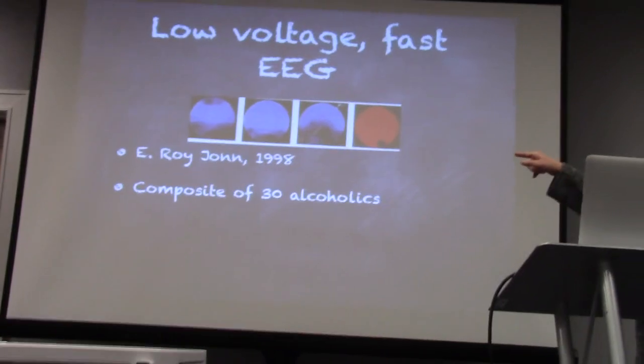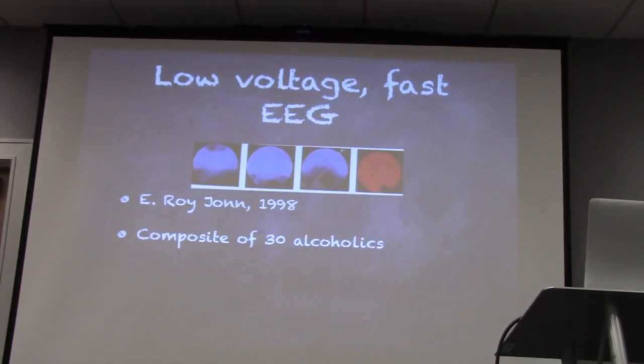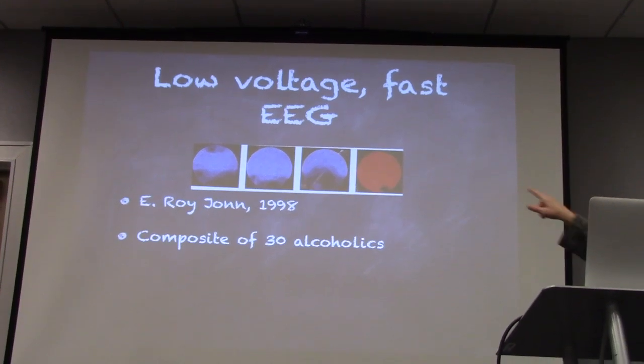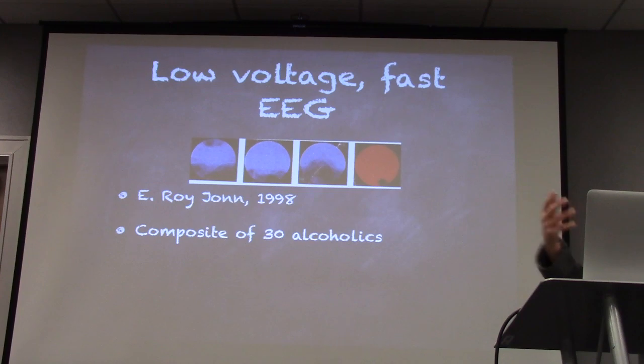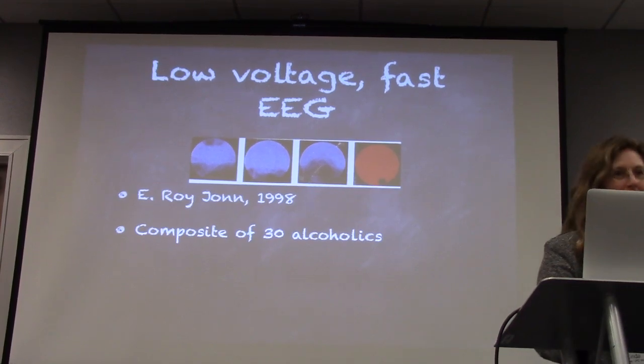This was actually Roy John. This was a composite of 30 alcoholics, so it's not PTSD, but I show it. So if you're ever doing your QEEGs and you see a map and you have a blue head, and blue, blue, blue, blue, red, then you'll know what you've got.